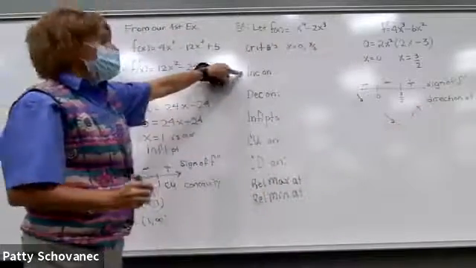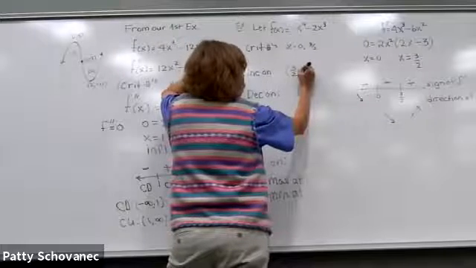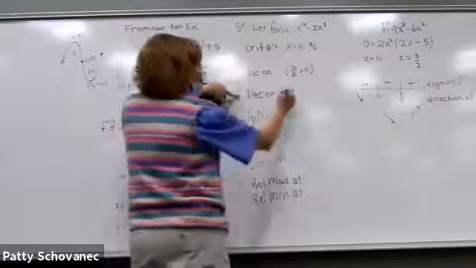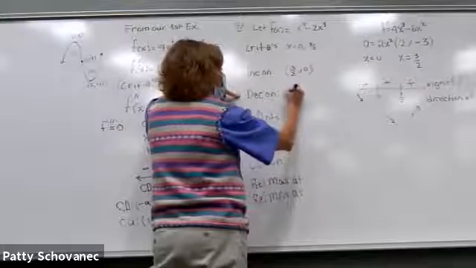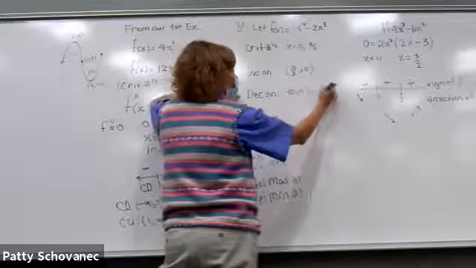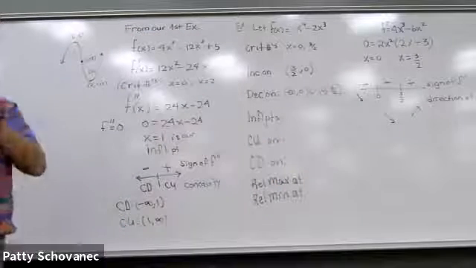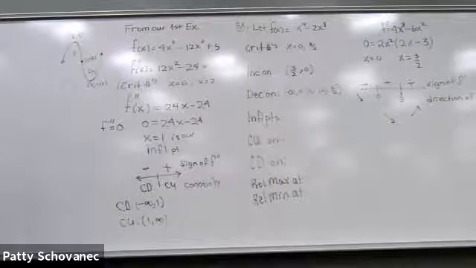So I only have it increasing to the right of 3 halves. But it decreases to the left of 0, and then again from 0 to 3 halves. It doesn't do either increase or decrease at 0. So I have to write that as 2 separate intervals.